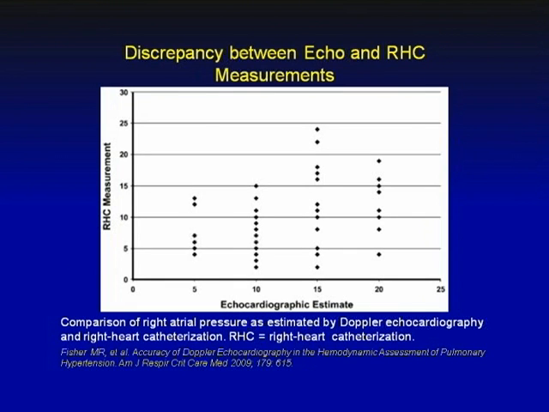There are various studies, and this is one of the studies which shows that there is a discrepancy between the echo parameters and right heart catheterization. As you can see, there is overestimation or underestimation by the echocardiographic parameters in comparison to the right heart catheterization.